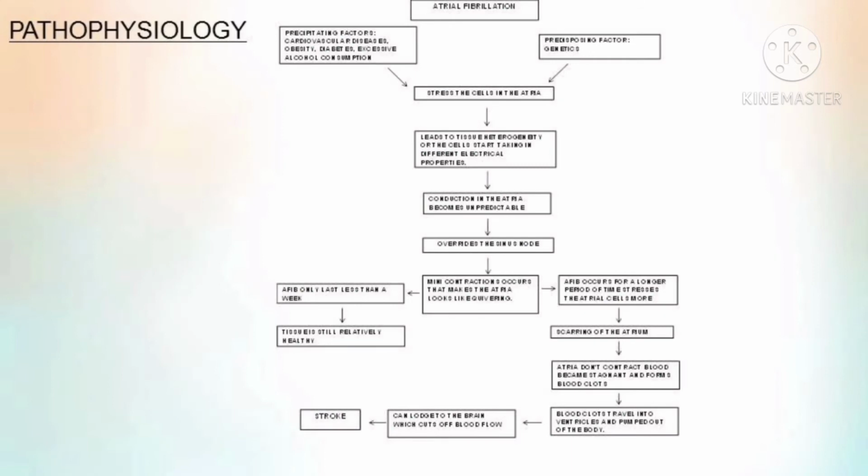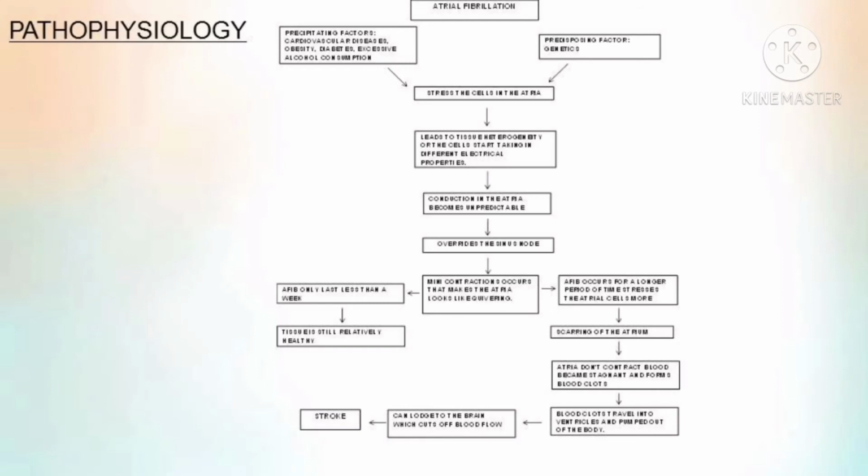Pathophysiology of atrial fibrillation. Precipitating factors are cardiovascular diseases, obesity, diabetes, excessive alcohol consumption, and genetics, which is a predisposing factor. These factors stress the cells in the atria, which leads to tissue heterogeneity, or the cells start taking on different electrical properties. Conduction in the atria becomes unpredictable and overrides the sinus node. Mini contractions occur that make the atria look like they are quivering.